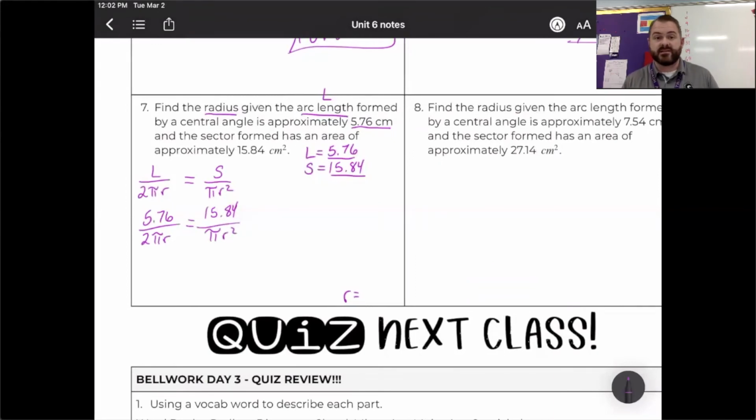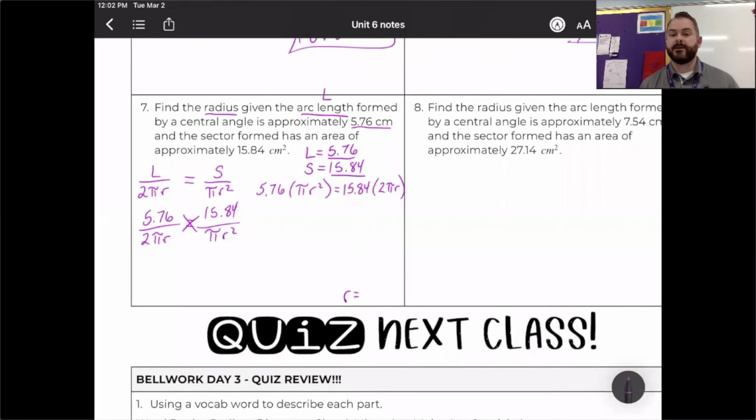The only variable in this is r. It's just r squared on the right and just r on the left. We can cross multiply. Okay? So when I do that, again, I'm going to leave this unsimplified. I'm going to just list everything out. On the left side, I've got 5.76 times pi r squared. That has to equal the right side, 15.84 times 2 pi r.